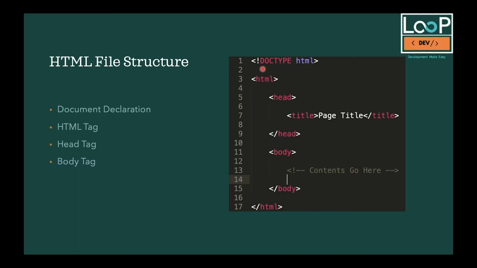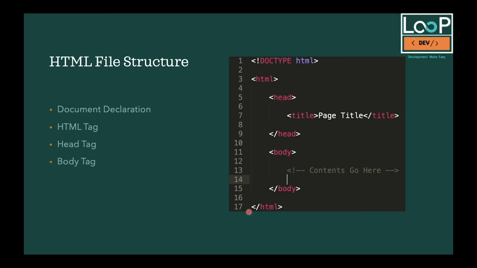Next up, we have got an HTML tag. Now this tag, which starts from line 3 and ends on line 17, determines the start and end of our HTML file. Remember, not everything that we put inside an HTML tag will be visible to the user or in the body of our web page.